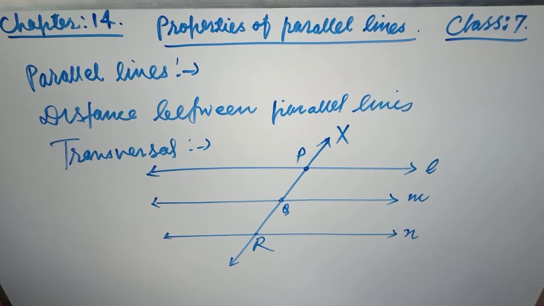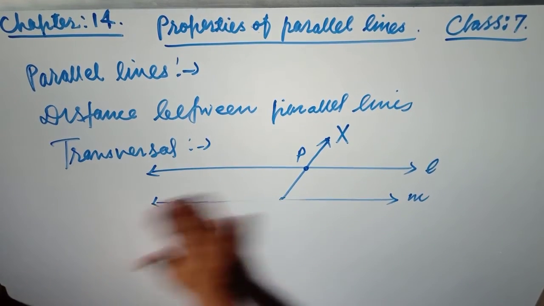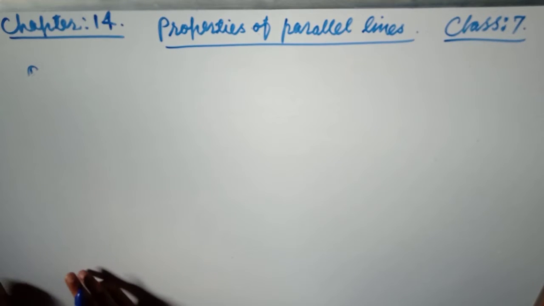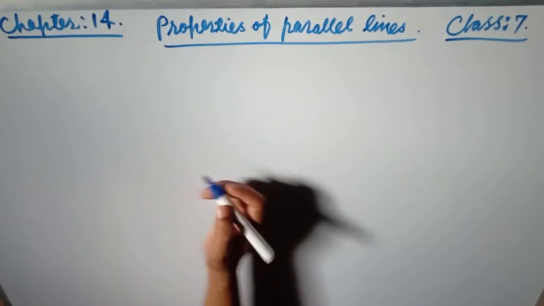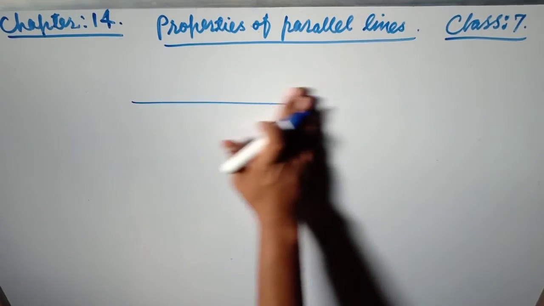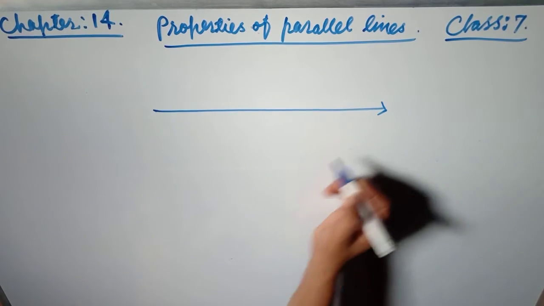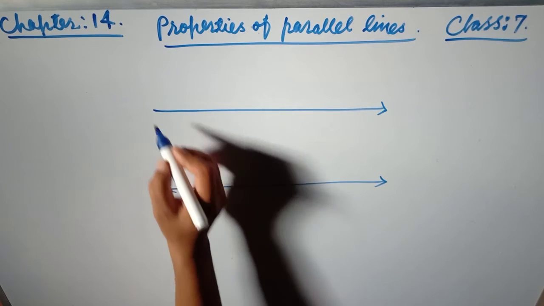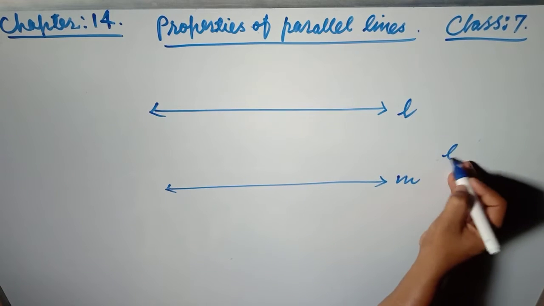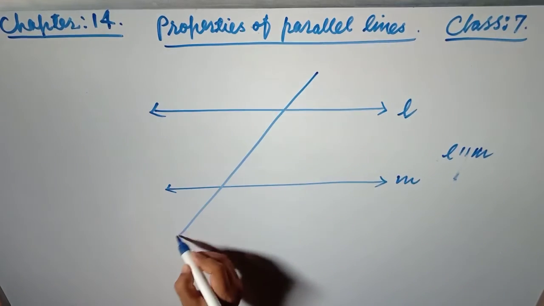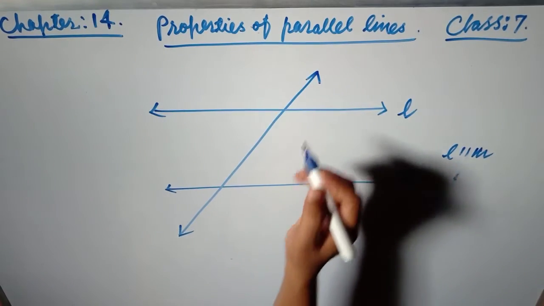Now see the next point friends. The next point is angles formed when a transversal cuts two parallel lines. Now friends, angles formed when a transversal line intersects two parallel lines. Look at friends, here L, M are the parallel lines, and there is a transversal, suppose this is T.